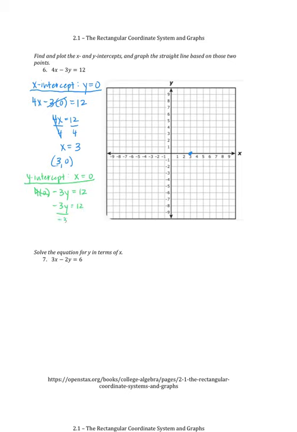Divide by negative 3. So y equals negative 4. So when x is 0, y is negative 4. So that is my y-intercept, 0, negative 4. All right, so whenever you want to find an intercept, you want to let the other variable be 0. And now I can graph the straight line that goes through these points.